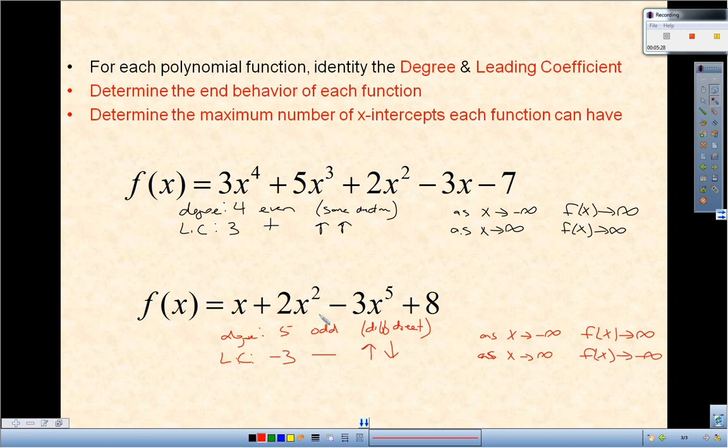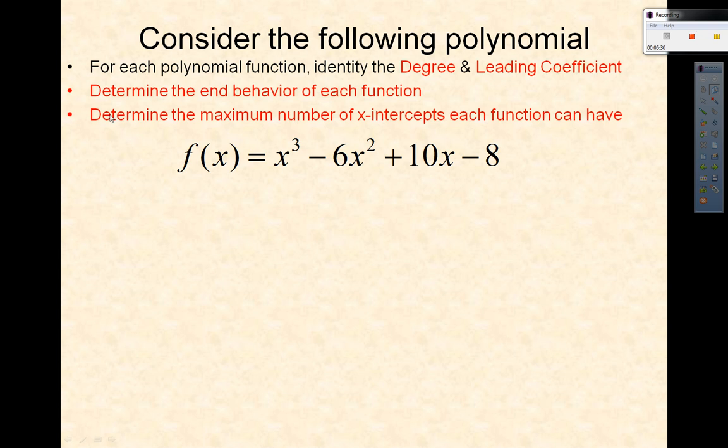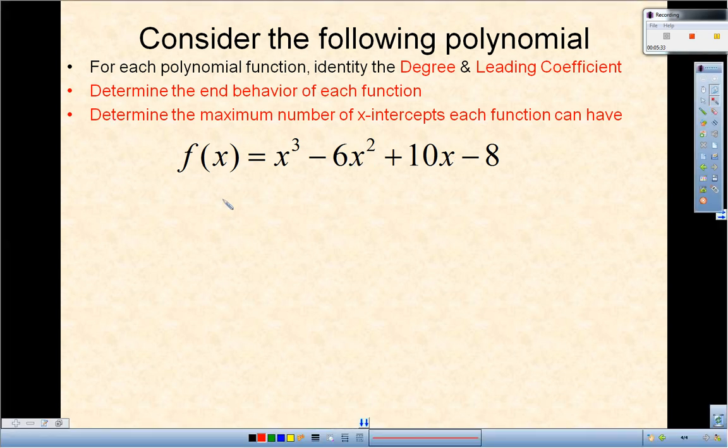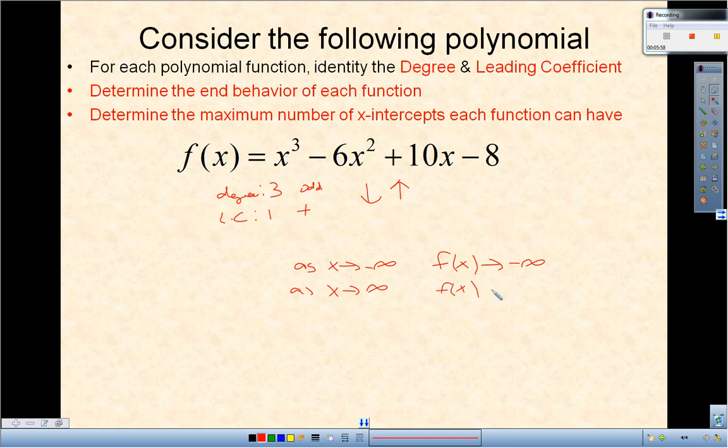All right, let's take a look at one more. For this function, my degree is 3. My lead coefficient is an understood 1. My degree is odd, so it's going to go in different directions. My lead coefficient is positive, so it's going to be going down on the left, up on the right. So if I write this out, as x approaches negative infinity, which means on the left, my function is going down, so it's going to negative infinity. As x approaches positive infinity, which means on the right, my function is going up, so it's going to positive infinity.